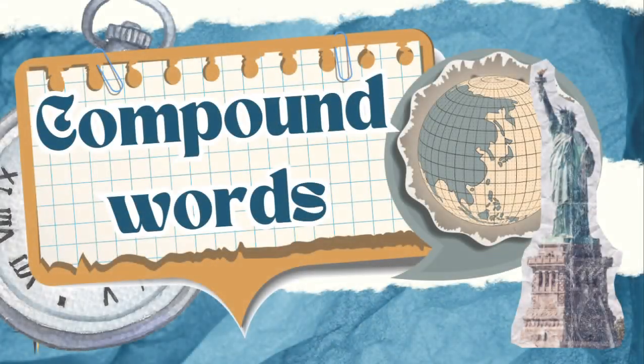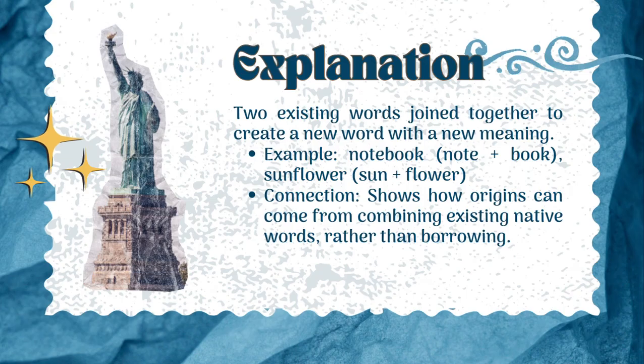And next, the material is compound words. What are compound words? Compound words are two existing words joined together to create a new word with a new meaning. For example, notebook, note plus book, and sunflower, sun plus flower. The connection between both of these shows how origins can come from combining existing native words rather than borrowing words.